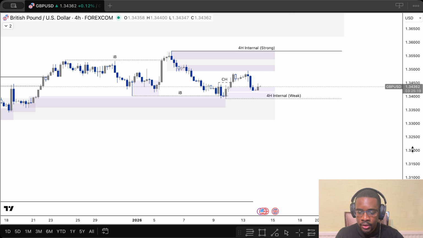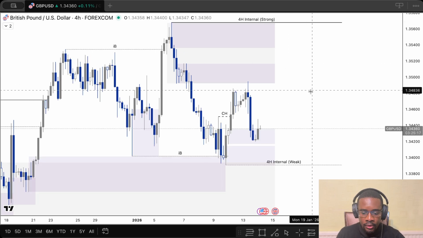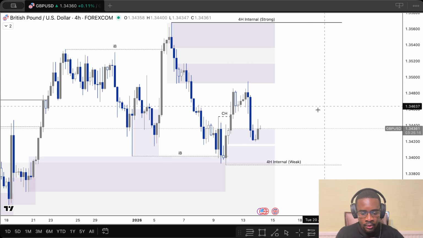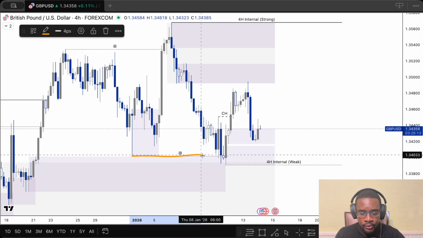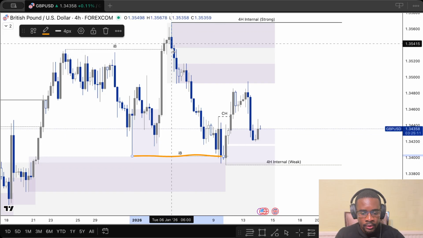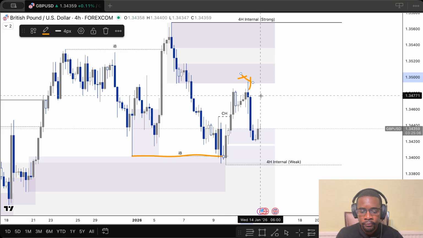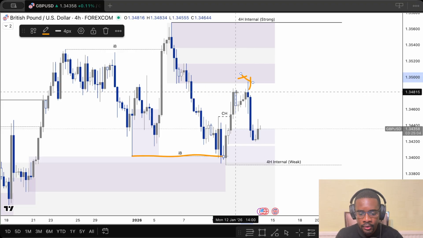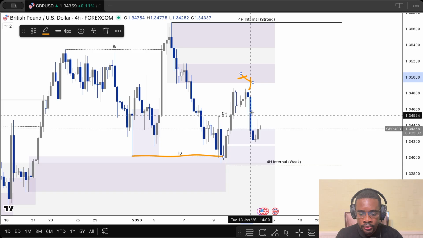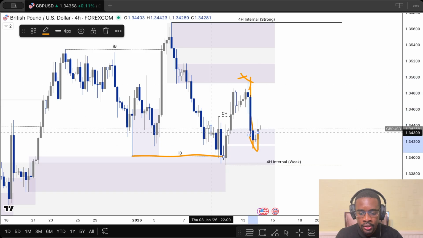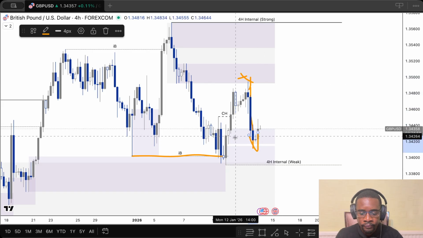And then on the 4 hour, it's clearer. We had a bearish break of structure, and then price came up to mitigate this 4 hour supply zone, and from there we had a very good strong reaction.